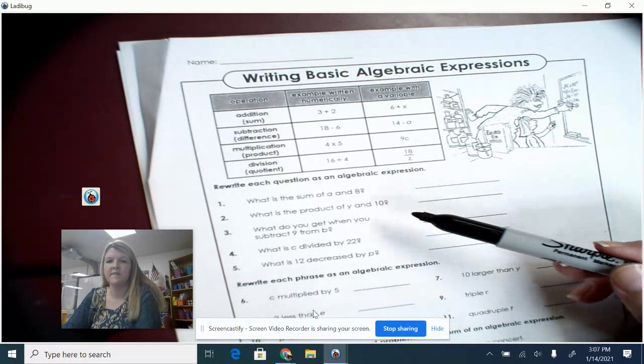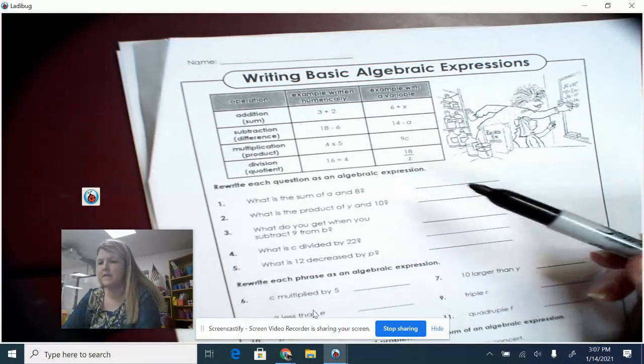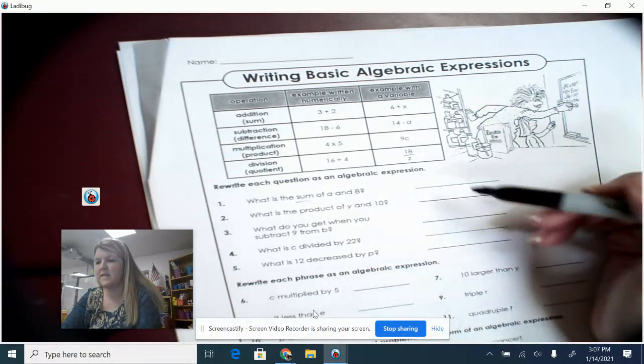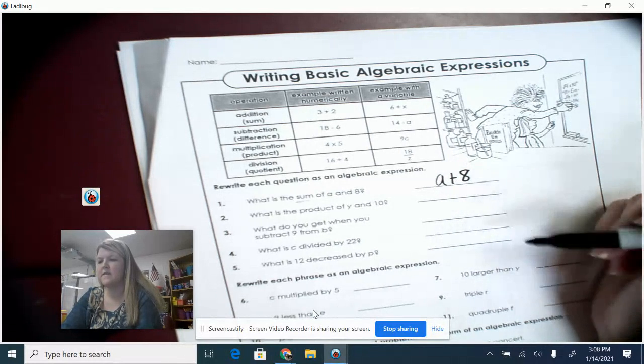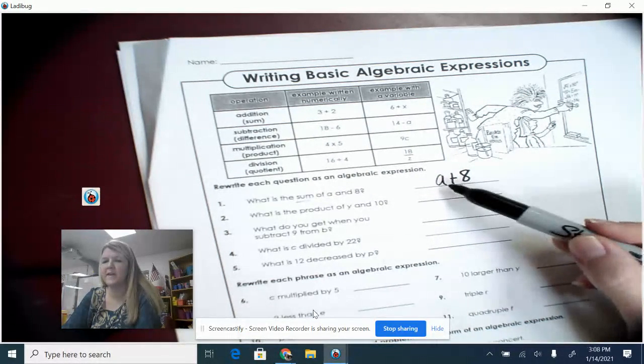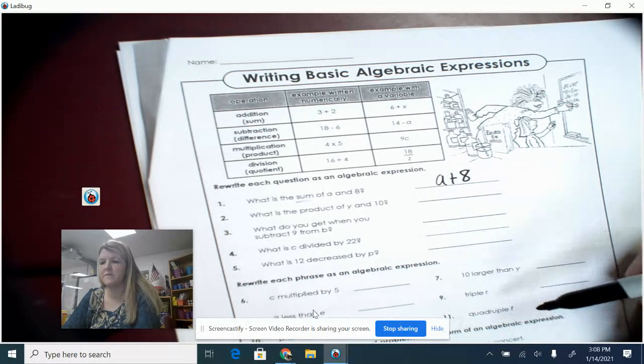So what is the sum of a and 8? So we know sum means to add. So we're going to add a plus 8. And if they don't tell us what a is, then that's how we have to leave it.